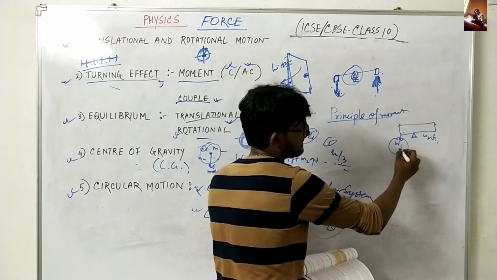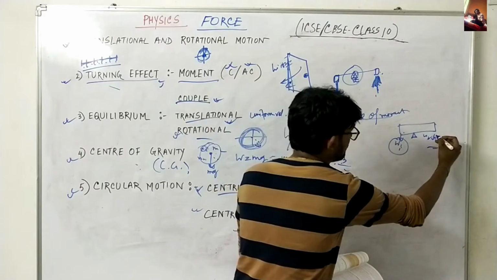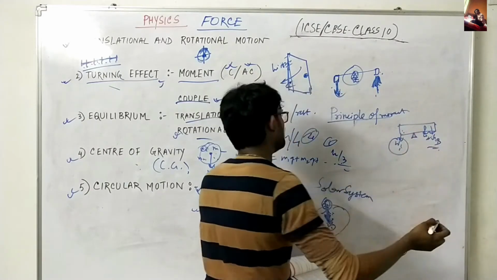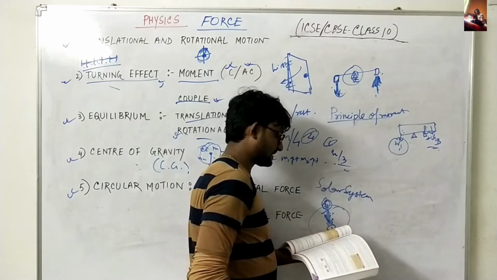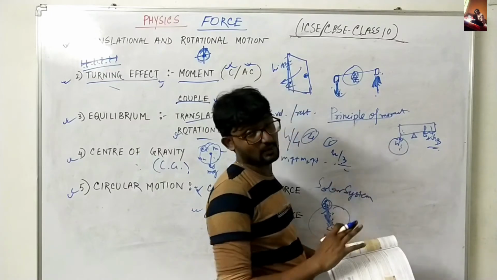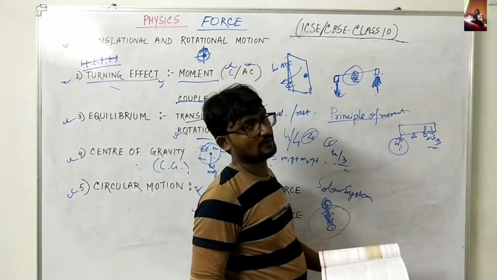So obviously W1 is much heavier than these two weights, W2 and W3. So this is W2, W3, W1. The principle of moments is that in a case of equilibrium, the sum of all anti-clockwise moments will be equal to the clockwise moments as well.